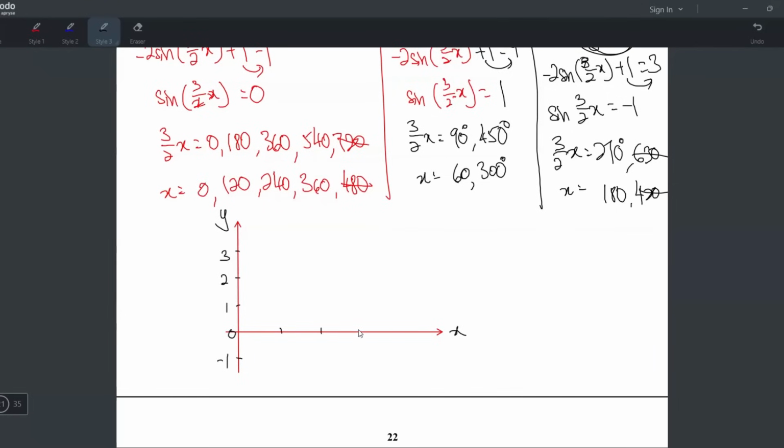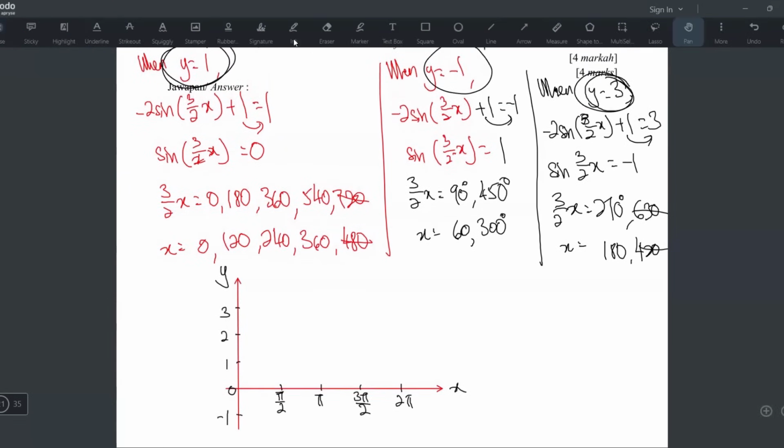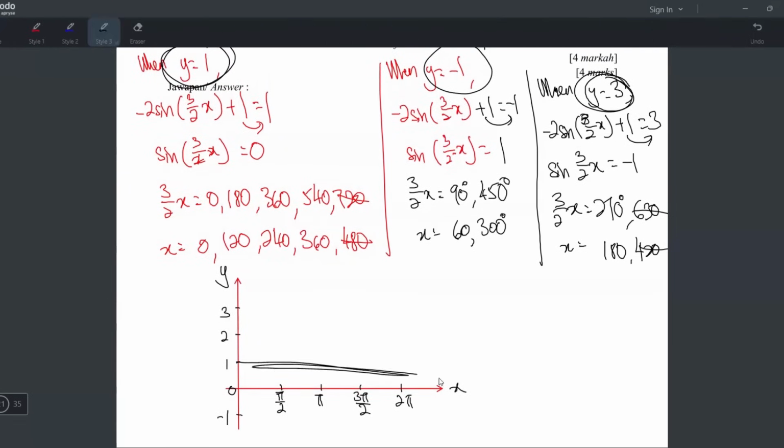1, 2, 3, 4. Okay, in Addmaths, they usually use radian. So let's write in radian. 2 pi. This is pi, 180, and then 90 is pi over 2. This one is 3 pi over 2. Okay, now we will start to plot the points. Okay, when y equals 1, which is here, the x is 0. Okay, 0. 120, okay, 120 is actually 90 plus 30.